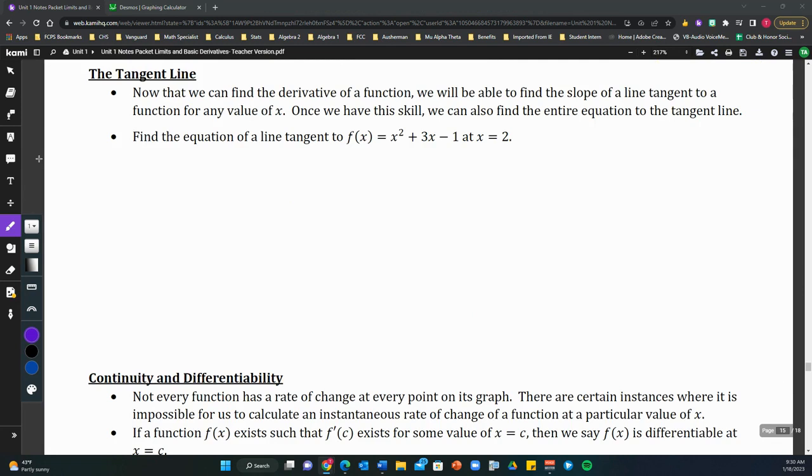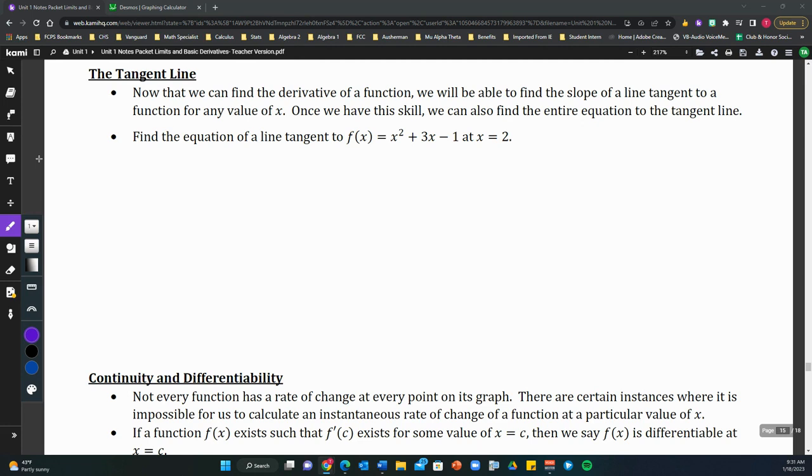Now that we know how to find the derivative of a function, we can actually find the slope of any tangent line that we want to any function for any value of x. So once we have that skill, we can also then create the entire equation of the tangent line. If we wanted to be able to graph the function and the tangent line together, which is useful for a lot of different processes that we'll do throughout the course, we can find the full equation of the line and be able to graph both of those. So we're going to do that for this guy here.